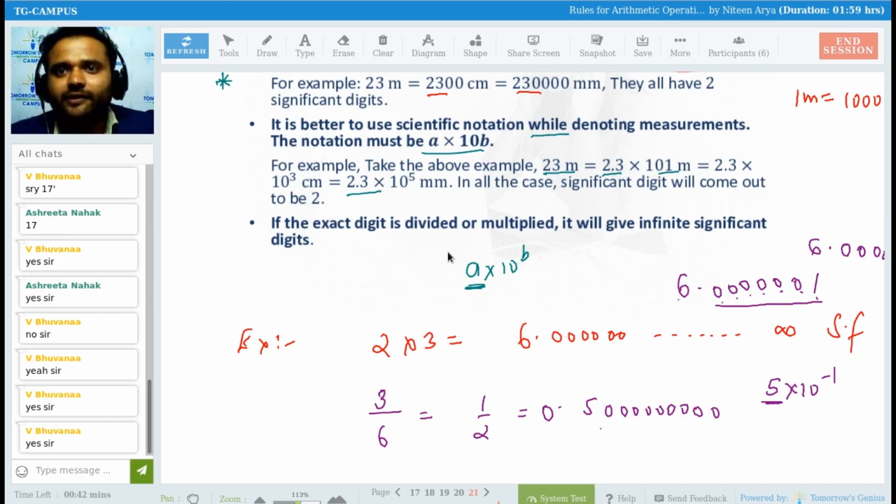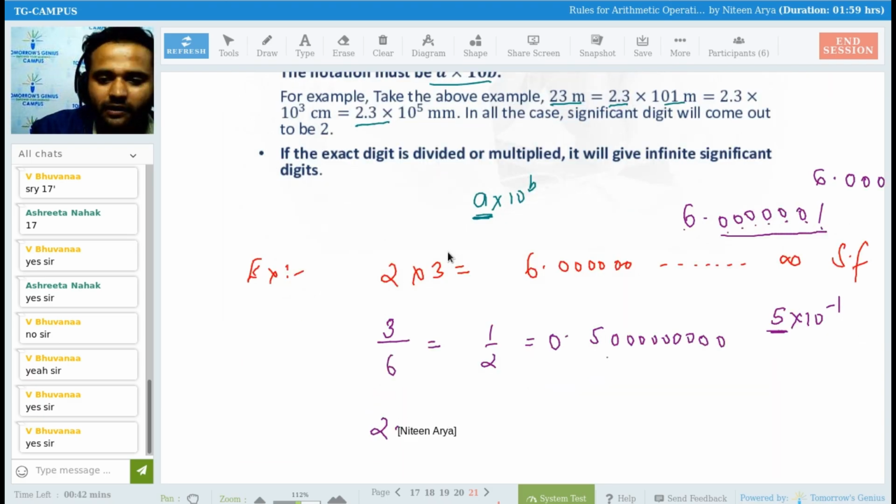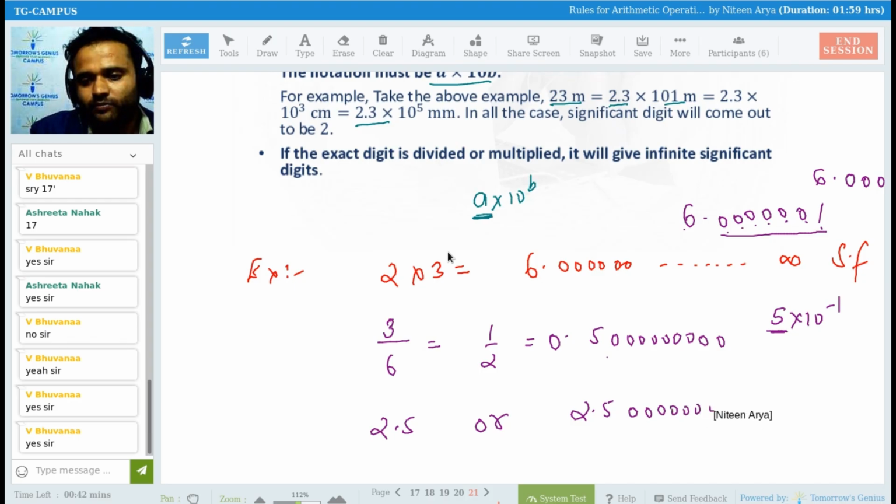Means, see, you can write 2.5. After that, either you can write in this way, or you can write this way also. That is, everything is going to remain the same. So after the decimal, if you put so many zeros or anything, they are not counted under the categorization of significant figures.